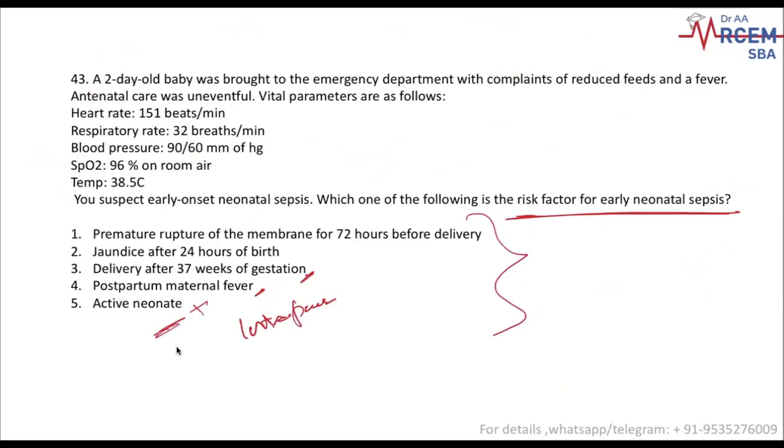Delivery after 36 weeks of gestation? No, before 36 weeks of gestation. Jaundice after 24 weeks? No, before 24, not weeks, 24 hours of birth should be present to call it pathological, or else it becomes physiological jaundice after 24 hours. Premature rupture of membrane for 72 hours before delivery. Yes, that is a high risk.